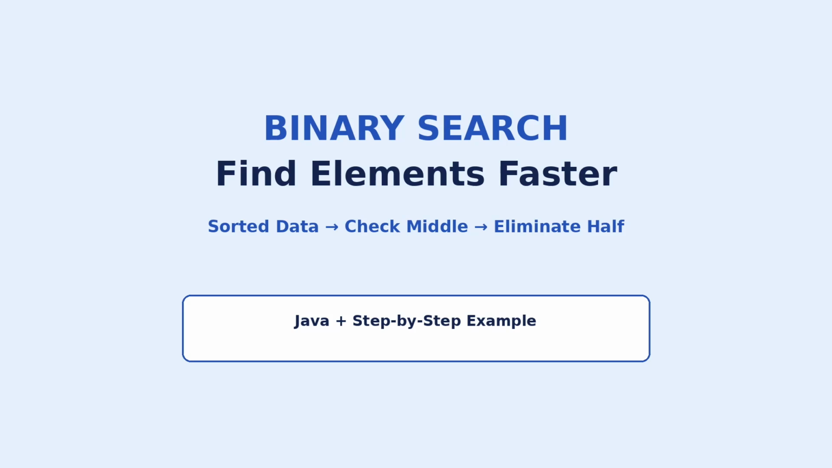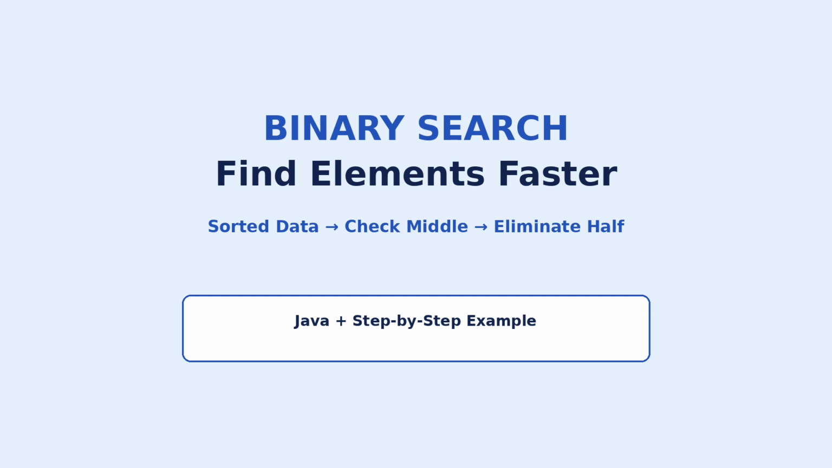In the previous episode, we learned about linear search. Linear search is very simple. We start from the first element and check each element one by one until we find what we are looking for. But there is a problem. What happens when we have a very large amount of data? Imagine searching through 1 million numbers. With linear search, in the worst case, we may have to check all 1 million elements.